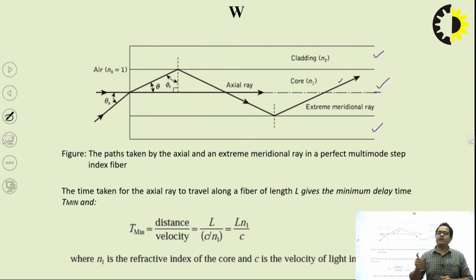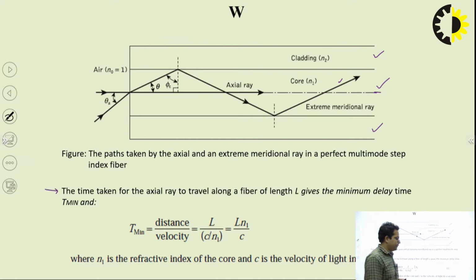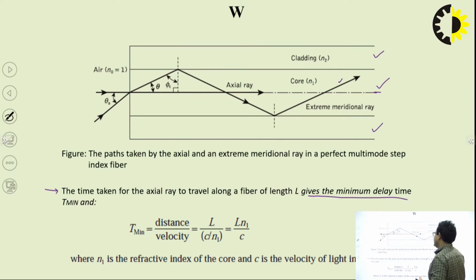Through that delay, one can easily establish the time delay between the rays in the case of a multi-mode optical fiber. So what we are considering first is the time taken for the axial ray to travel along a length of fiber, which we have considered as L. It gives the minimum delay time T min, because it is traveling through the central axis of the fiber.